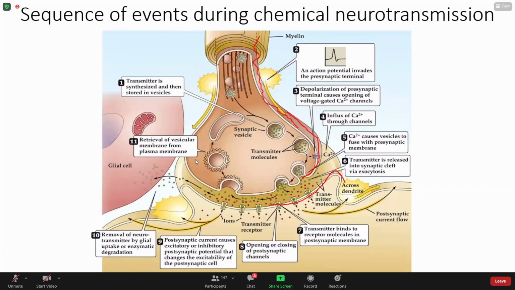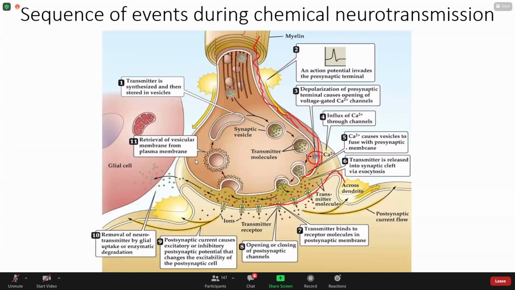So depolarization of the presynaptic terminal would basically activate or open a calcium voltage gated channel, okay? So opening of the voltage gated calcium channels would allow calcium to move from outside to inside, okay? Do you know why? From outside to inside? Because of the concentration difference. So we know that the concentration of calcium is higher outside than inside. So calcium will go in.